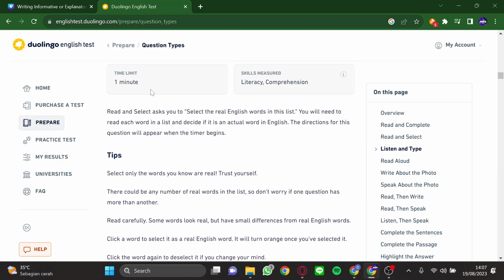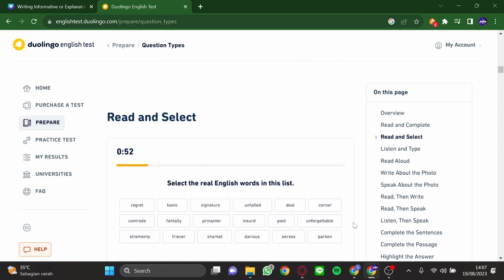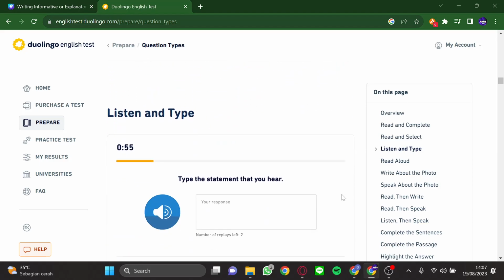Next, oh yeah, the time limit for that is only 1 minute, but it's pretty quick to click and see. Next is listen and type.